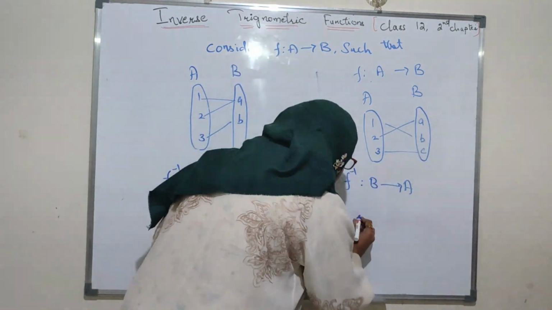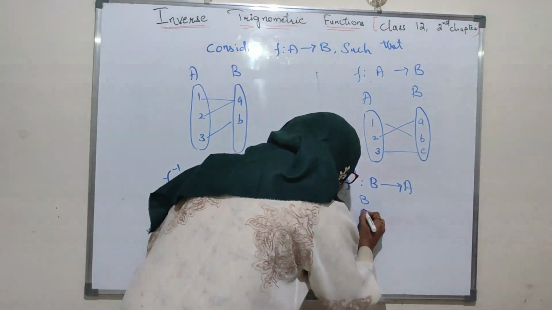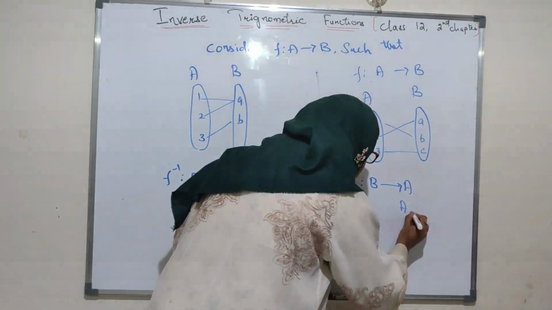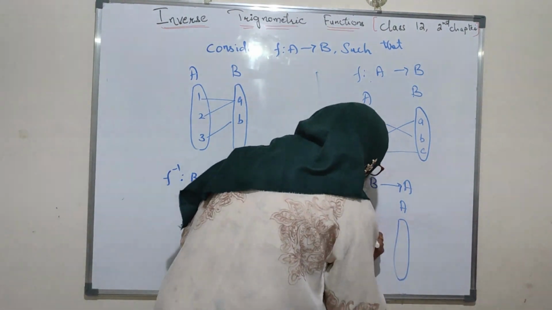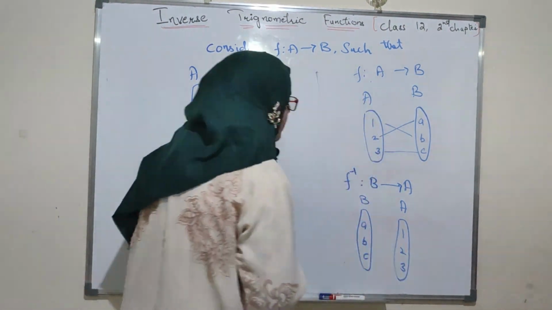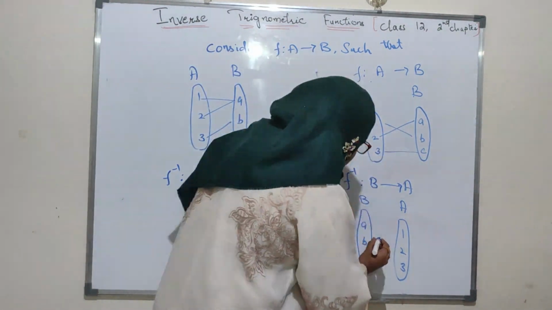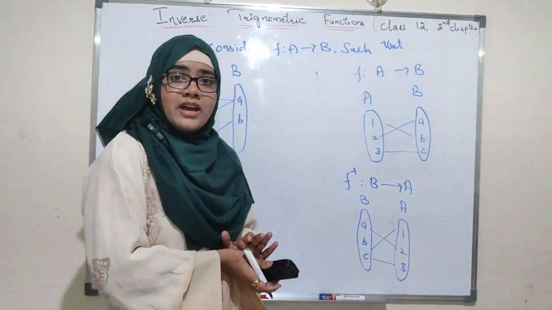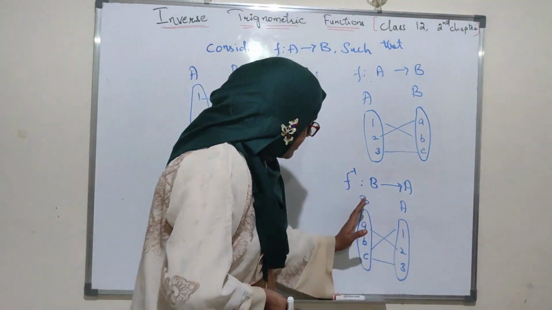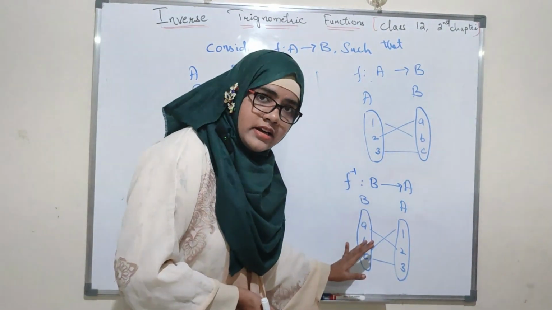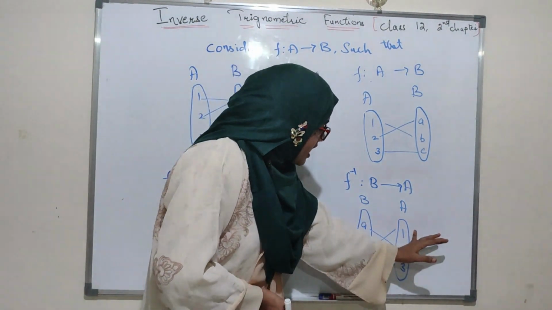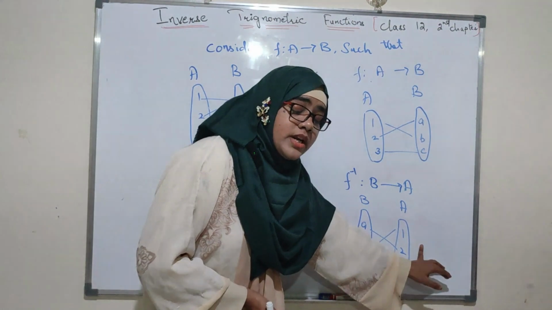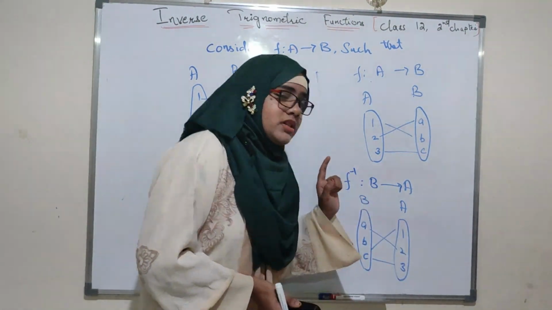Now write down the elements of the set. Here we have A, B, C and 1, 2, 3. 1 is connected to B, 2 is connected to A, and 3 is connected to C. Every element in the first set has only one image in the second set, or every element in the domain has only one image in the codomain. So we can say this is a one-one function.